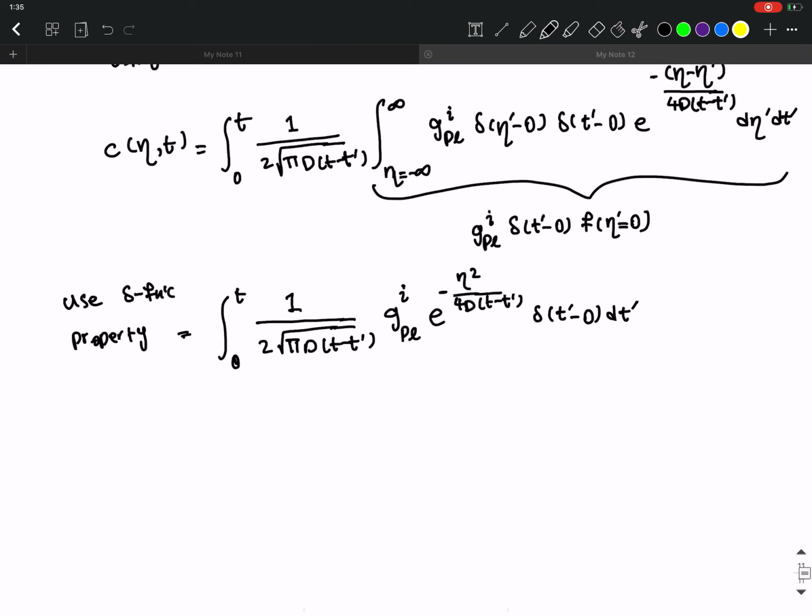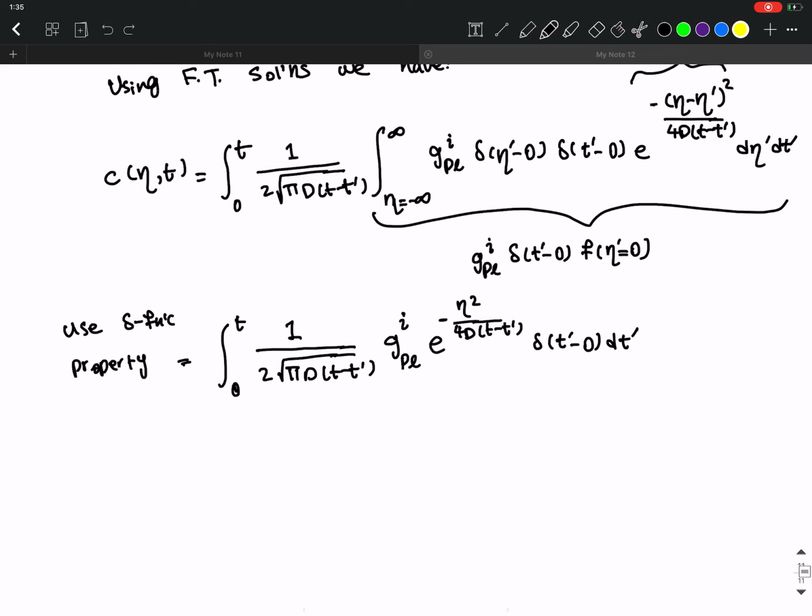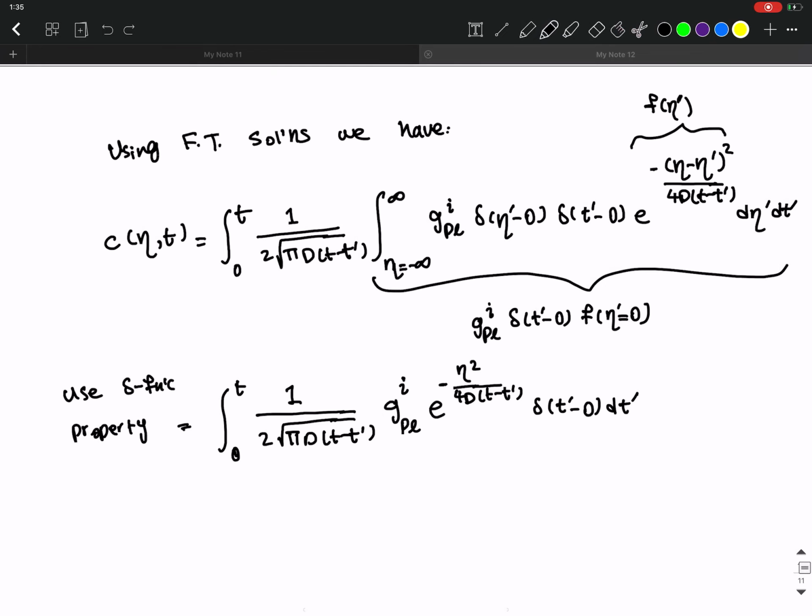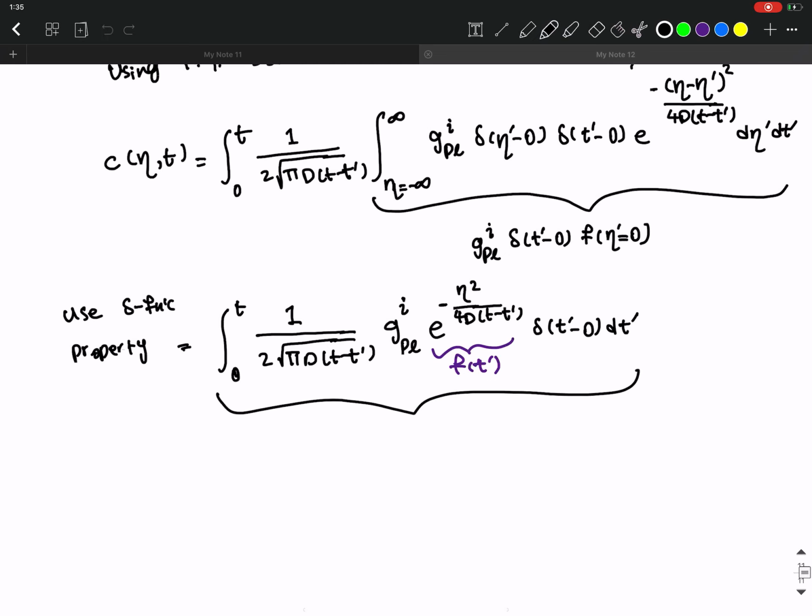So now the same thing is going to happen because we also have another delta function here. And so now this is going to be my function again, f t prime, right? And so I'm going to evaluate this integral again. So this is going to give me f t prime evaluated at 0, right? At this.